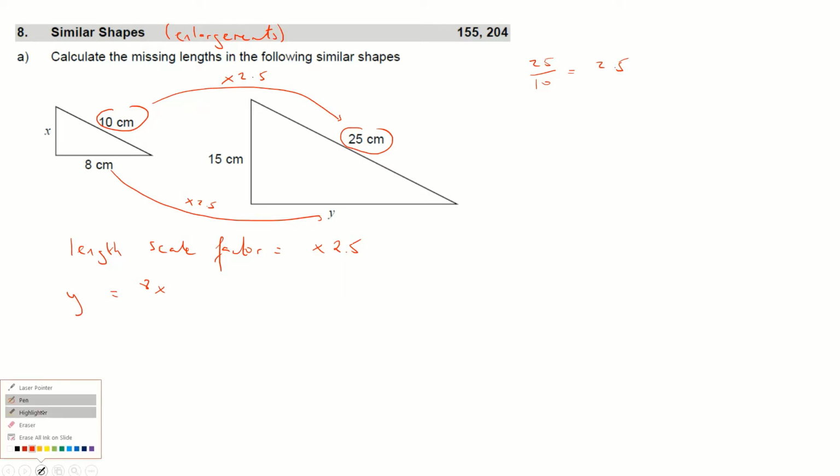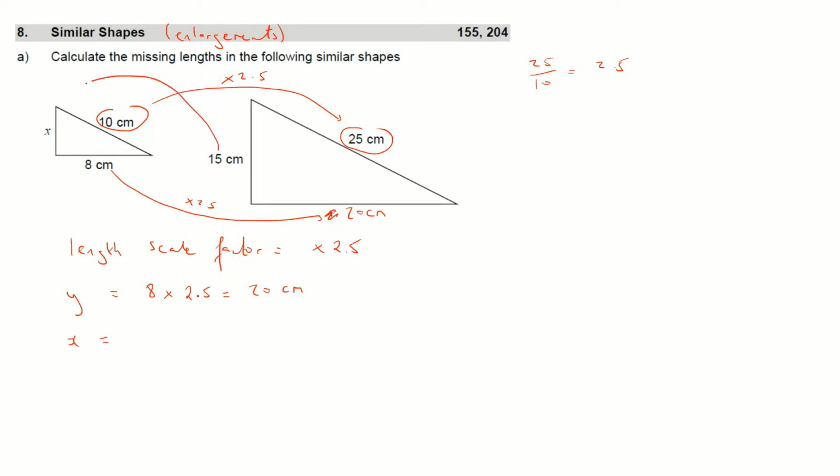Sorry, that 8's a bit shaky there. Y is going to be 8 times 2.5, which is 20 centimeters. So y is 20 centimeters. Obviously, x, from the small shape to the big shape, I'm multiplying by 2.5. If I'm working backwards, I would have to divide by 2.5. I hope that makes sense. So it's 15 divided by 2.5, which is 6 centimeters. Easy. Find the length scale factor, you can't go wrong.